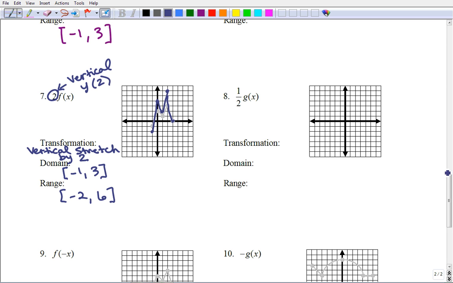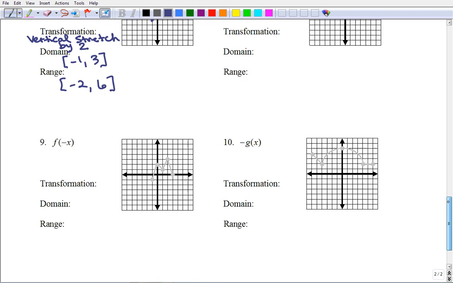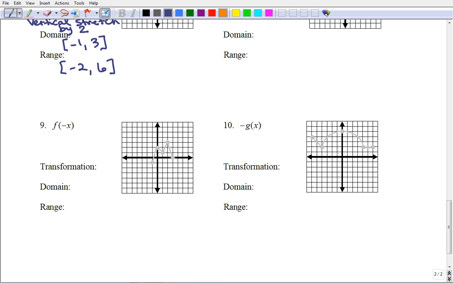Let's do one more together. Let's look at number 9. On this graph, we have a minus sign, and it's sitting inside the parentheses with the x. That means that this is going to be a horizontal change or transformation.